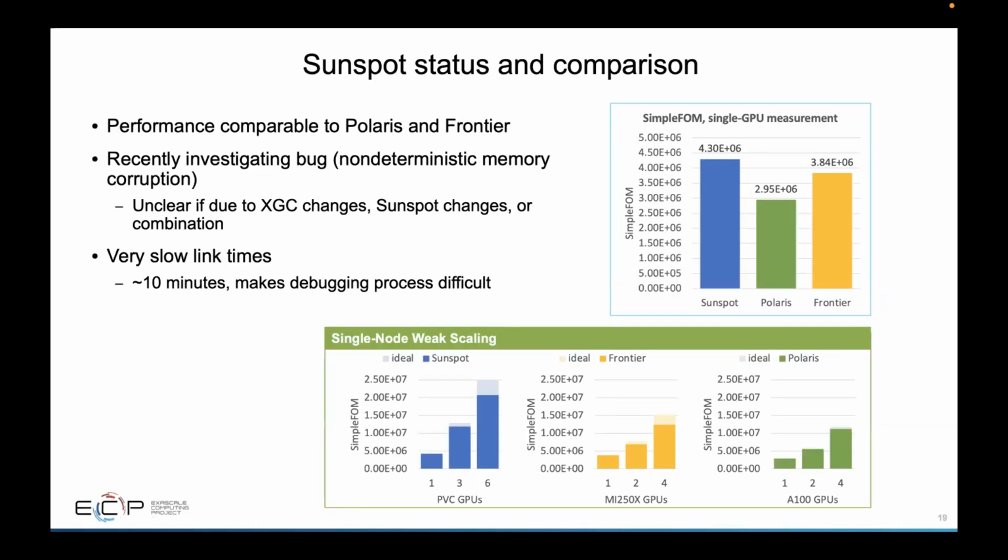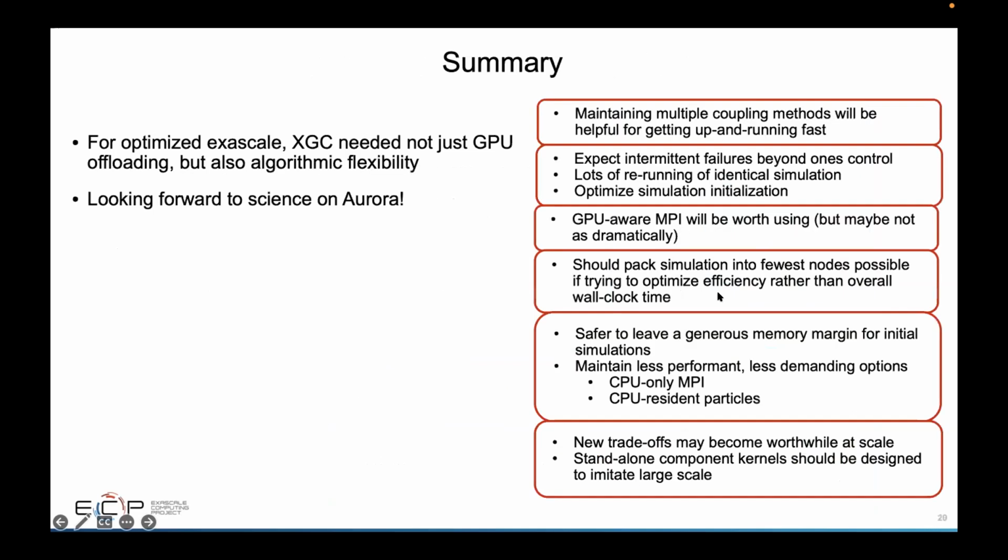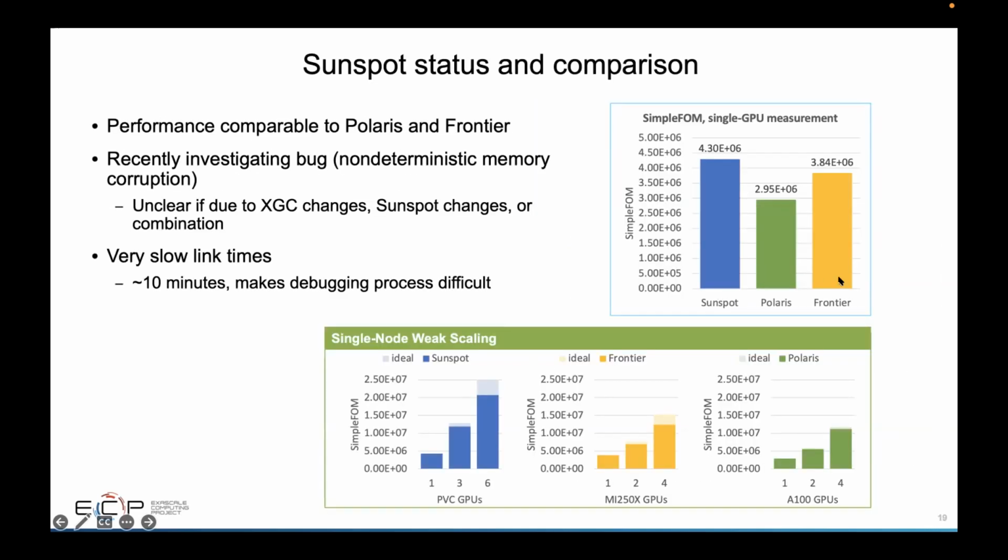But for Sunspot, just some quick status updates and comparisons. These figures are weak scaling, and bigger is better here. On a single GPU, Sunspot is outperforming Polaris and Frontier. And when we weak scale to look at the full node, it's also doing really well, although it's kind of cheating because this is using 6 GPUs and this is only 4. But it's a node comparison.